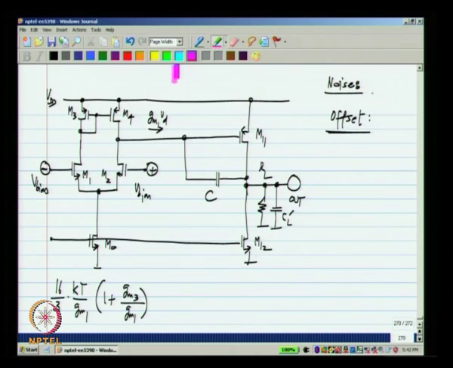Now, we have already calculated the offset of the first stage, right. Just as with noise, any mismatch contribution from the second stage will be divided by the gain of the first stage and will not matter when referred to the input. Okay.